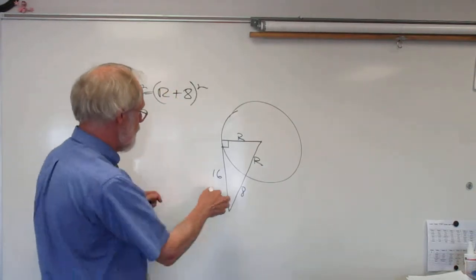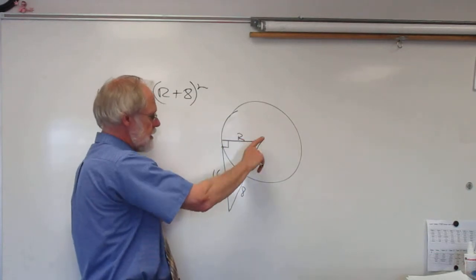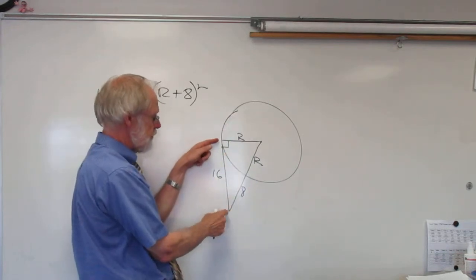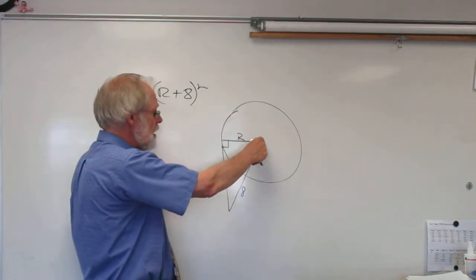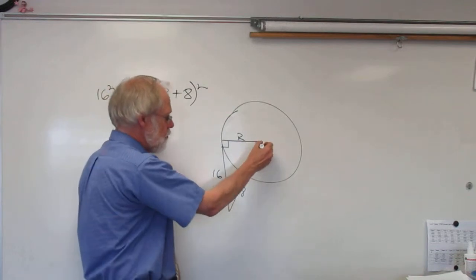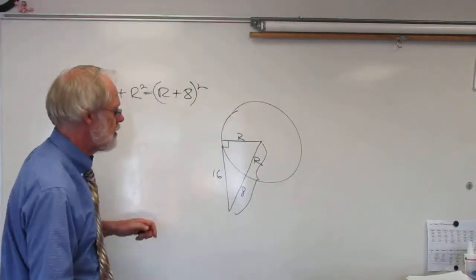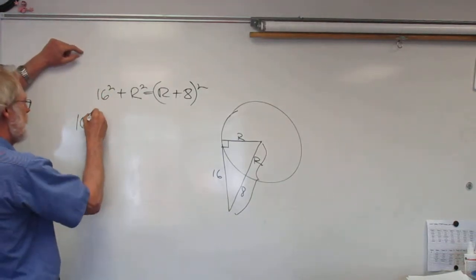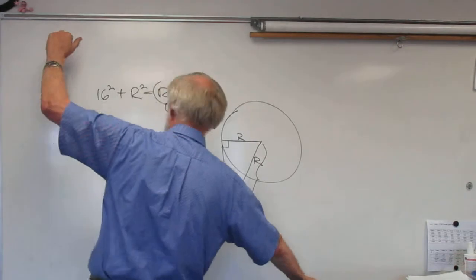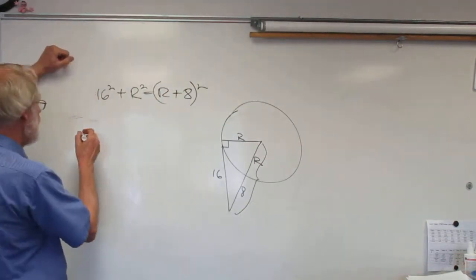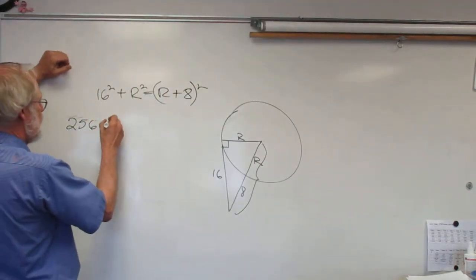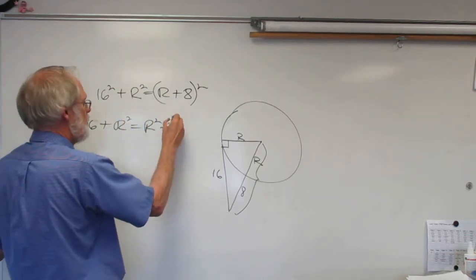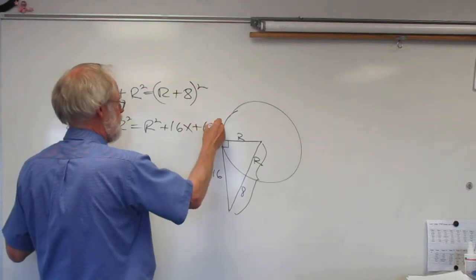Okay, so here's what we have. We have a right angle here. This is a radius, this is a radius. So I can say r squared plus 16 squared, those are the two legs of the right triangle, equals r plus 8 squared, which is this entire length, which is the hypotenuse. Now let's see what happens if we do this. 16 squared, let's make that 256. 256 plus r squared equals, now this has to be FOILed, r squared plus 16r plus 64.